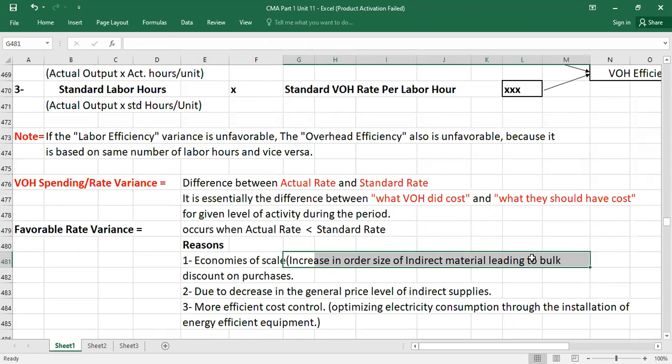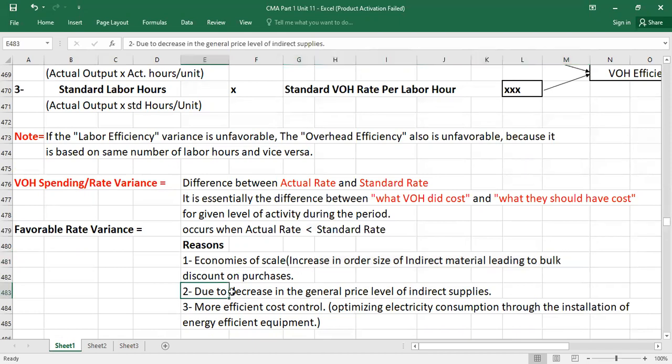When you achieve economies of scale, your product cost will reduce. Why? Maybe you are buying the indirect material in bulk quantity and you are getting discount. And the second reason could be a decrease in the general price level of the indirect supplies. Maybe there is a deflation in the economy, and due to the deflation, the prices have decreased. The third reason could be more efficient cost control.